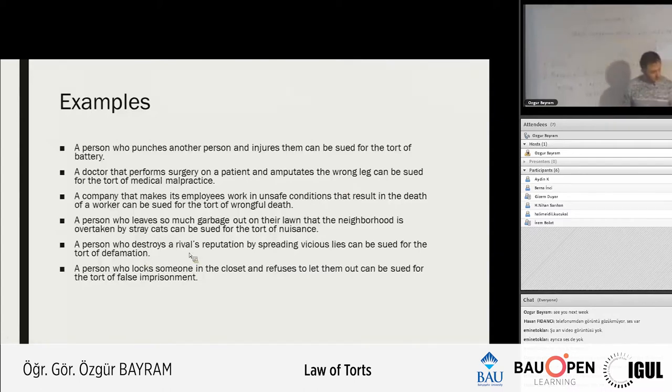A person who destroys a rival's, rakip, reputation, ün, by spreading kötü lies: tort of defamation. A person who locks someone, işte, we talked about that, false imprisonment.